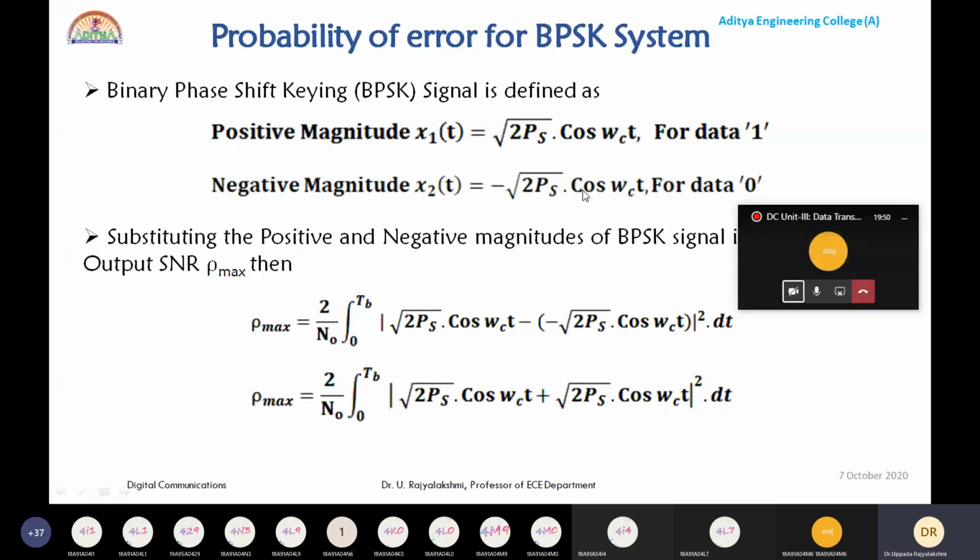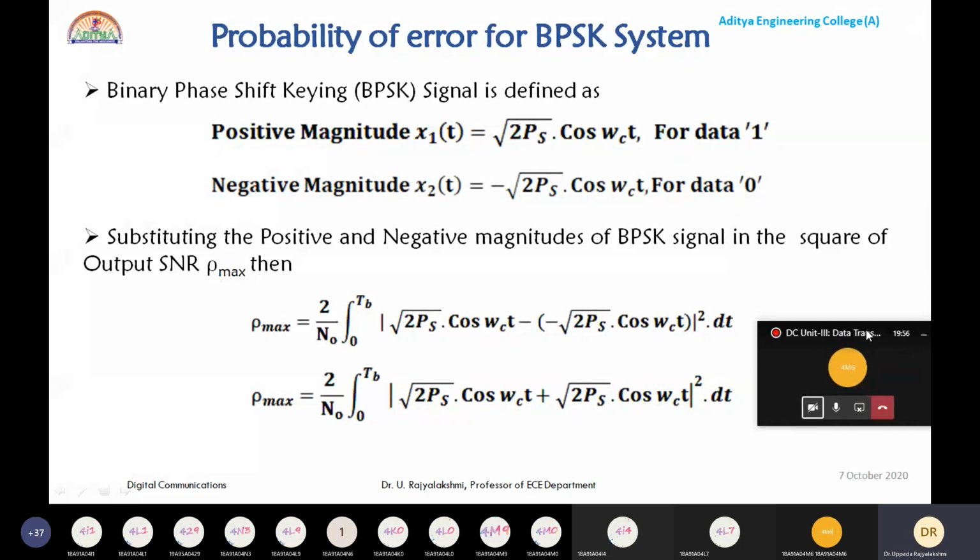So this is the definition for BPSK as we studied in chapter 2. Now, please substitute the corresponding magnitudes of x of t. One is the positive magnitude, which is root 2 Ps cos omega ct, and the other is the negative magnitude, which is minus root 2 Ps cos omega ct. Please substitute in the expression of square of output SNR. Square of output SNR, so what is the expression? How much did you get? 2 by N naught integral 0 to Tb, x1 of t minus x2 of t.